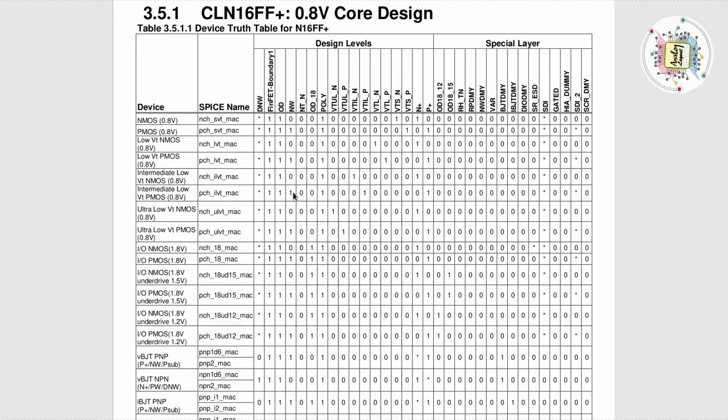Because this is a PMOS, compulsorily we have to fabricate the N-well. So the third step is N-well fabrication. The fourth and fifth steps are not mandatory, so they are not required for the intermediate low VT PMOS. And then the final step is poly.